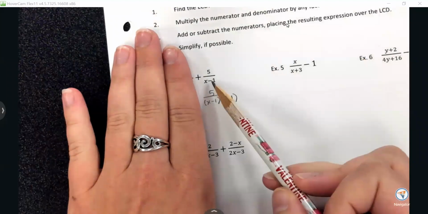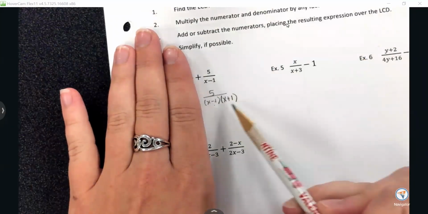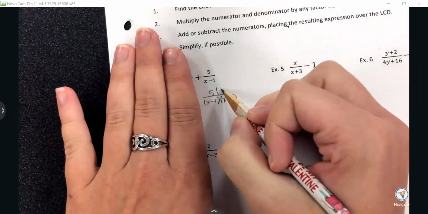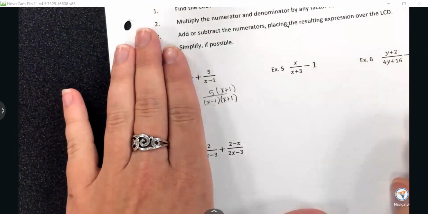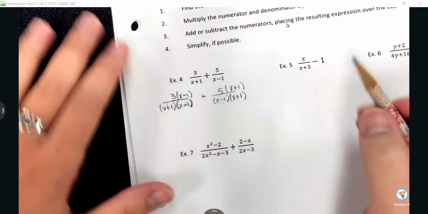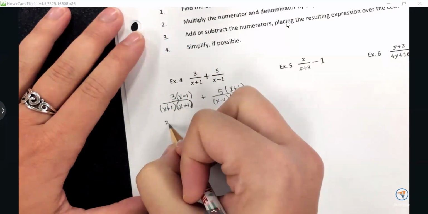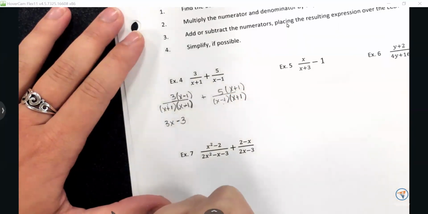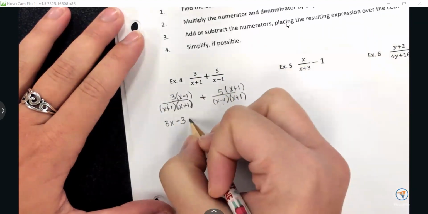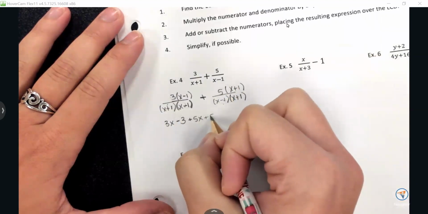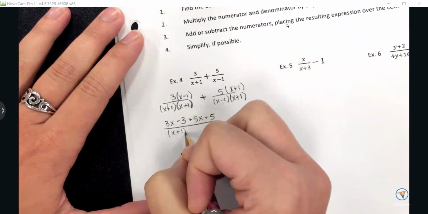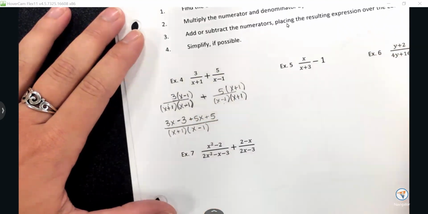So let's go look at the right fraction. I started with an x minus 1. My denominator now includes an x plus 1. So on the top, I also have to include an x plus 1. So now, are my denominators the same? Yes. So now I can distribute. I will have a 3x minus 3. And since this is a plus sign, my sign doesn't have to change. So then I will have a plus 5x plus 5 all over my denominator of x plus 1, x minus 1.